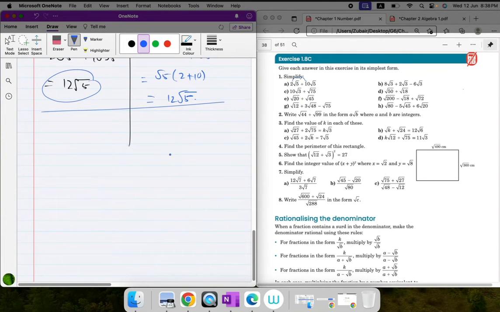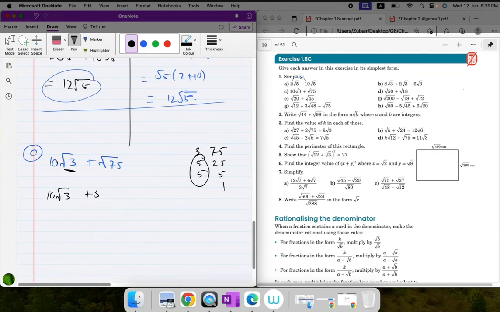Try C part. B is again easy. So this is 10 square root 3 plus square root 75. Now we know that there is a hint. I should get something as square root 3 on the right hand side as well, or else I cannot add them. So when we solve 75, 3 times 25, 5 times 5, and 5 times 1. So this 5 comes out and 3 remains inside because 5 is in pair. So 10 square root 3 plus 5 square root 3. So we can write them as 10 plus 5 is 15 square root 3.